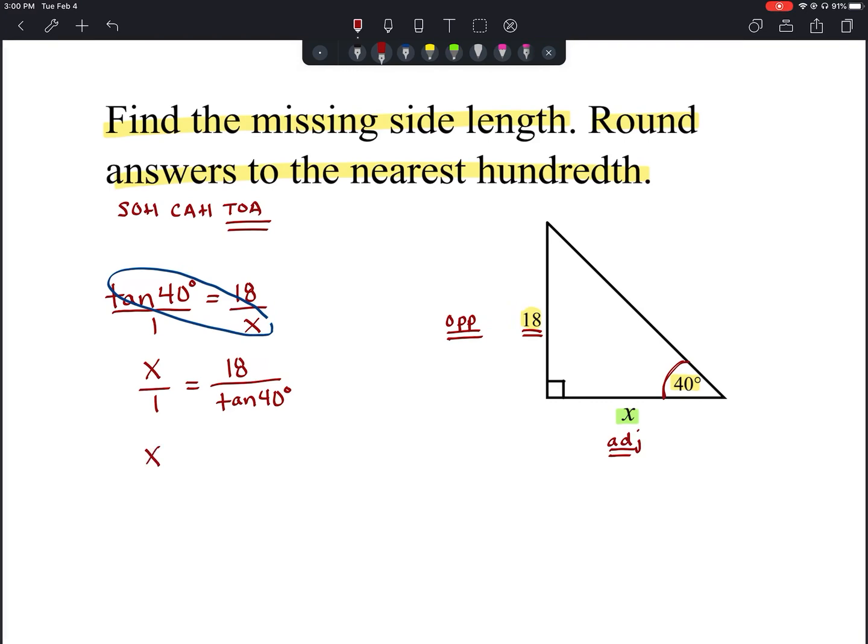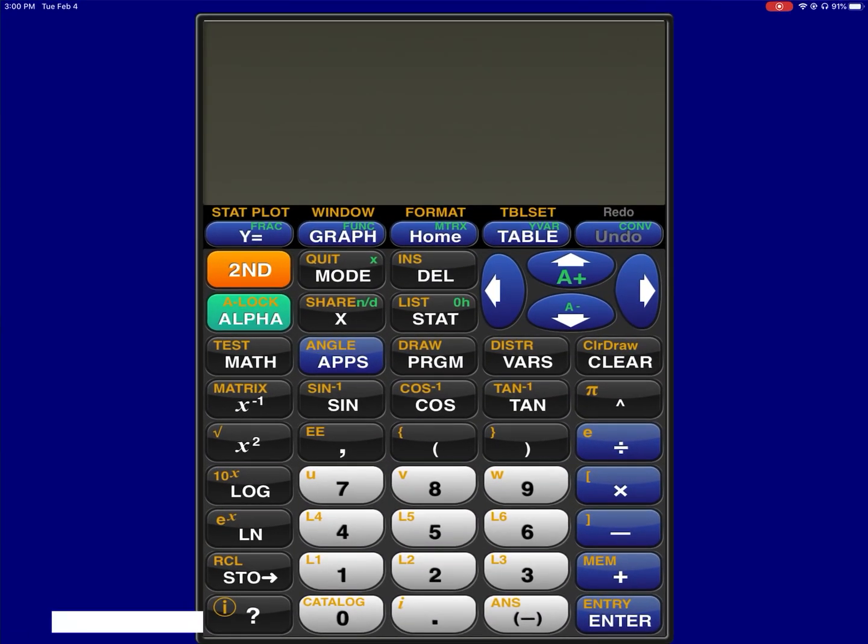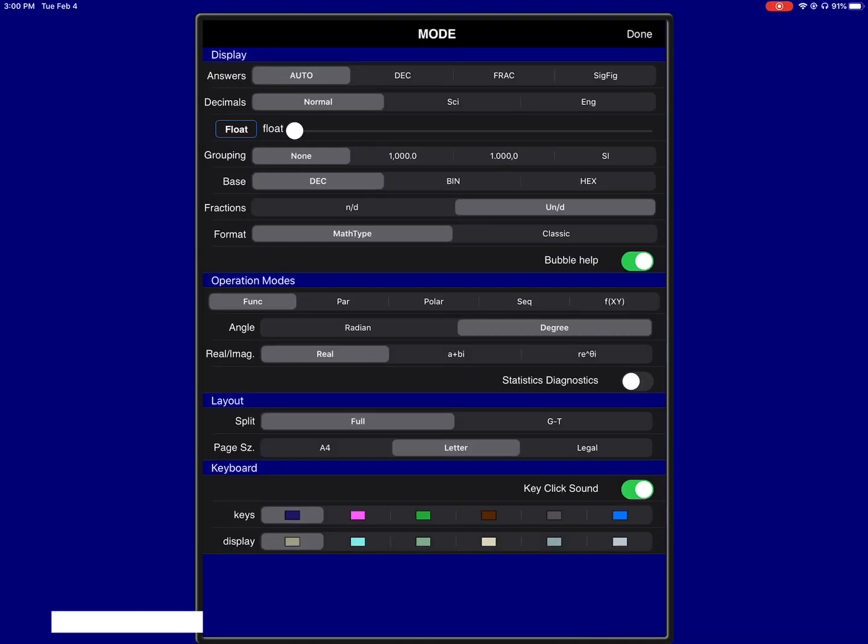So what we need to do right now here is calculate this on our calculator. So we have x is equal to 18 divided by the tangent of 40 degrees. So I'm going to go out to my graphing calculator. First thing you want to do is check to see if it is in radians or degrees.